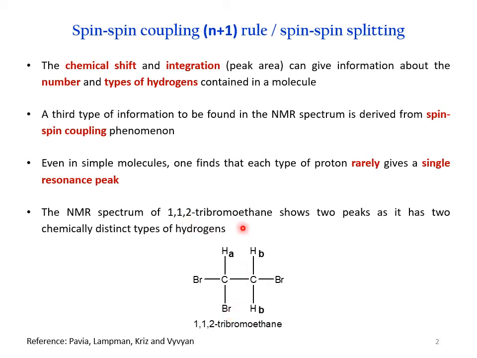signals for 1,1,2-tribromoethane. And as references for this and also for previous studies, I have used three textbooks. One is Organic Spectroscopy by Pavia Lampman, the other is Spectroscopy by William Kemp, and the third is Spectroscopy by Silverstein. These three books are very good for studying proton NMR spectroscopy.